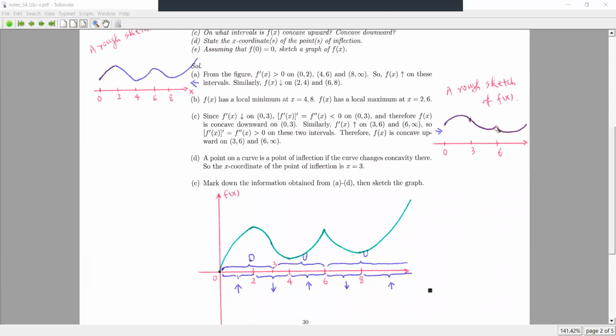This point is not a point of inflection because on the left the curve is concave up and on the right it is concave up. The graph doesn't change concavity at this point, so this point is not a point of inflection. Now the answer to question D: the x-coordinate of the point of inflection is x equals 3.